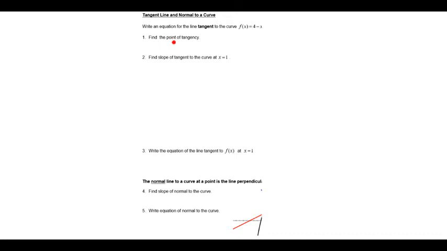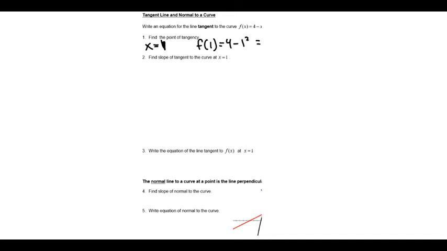So we want to find the point of tangency. So given that x is equal to 1, we want to find our y. So we are going to substitute 1 into our function and find f of 1. So we have 4 minus 1 squared, which is equal to 3. So our point of tangency is (1, 3). That is really important when we start to write the equation.